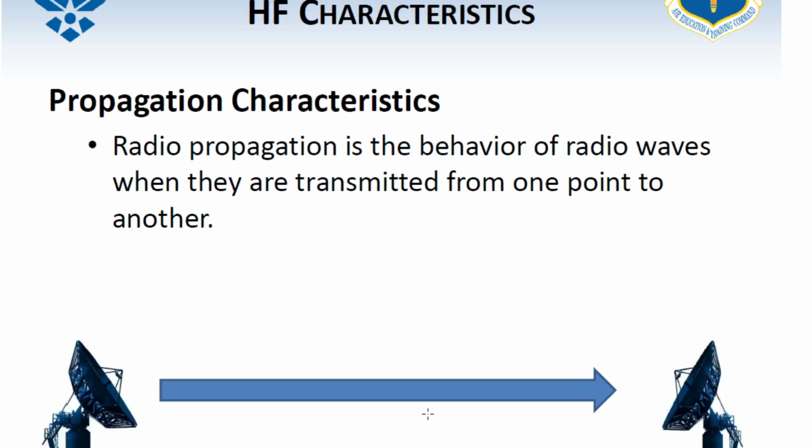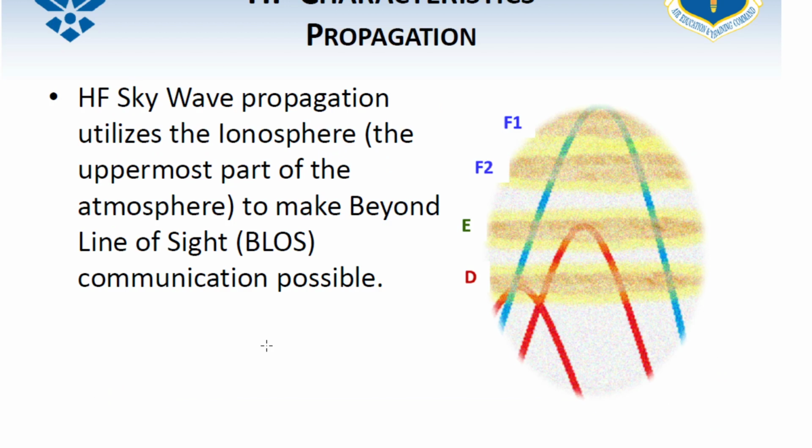So radio propagation is the behavior of radio waves when they are transmitted from one point to another. So it is just how the signal travels. Does that make sense to everyone? Yes, sir. Perfect. HF skywave propagation utilizes the ionosphere, that is the uppermost part of the atmosphere, to make beyond line of sight communication possible. What does beyond line of sight communication mean to you all?